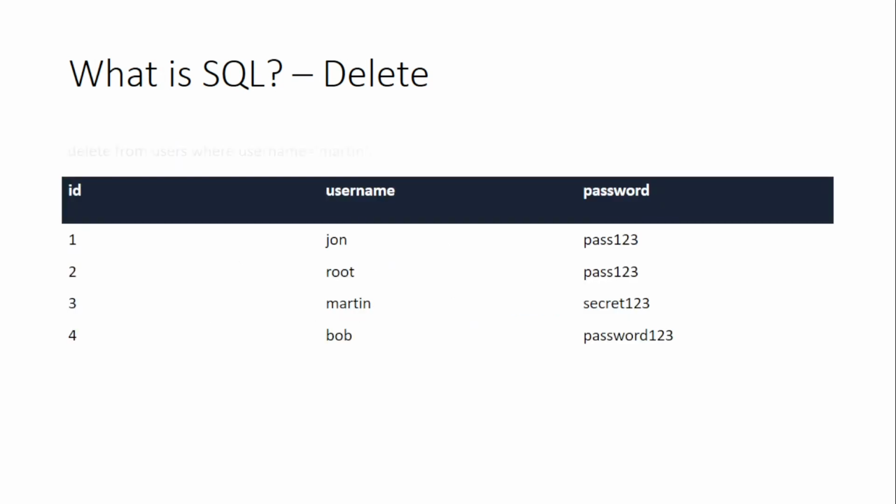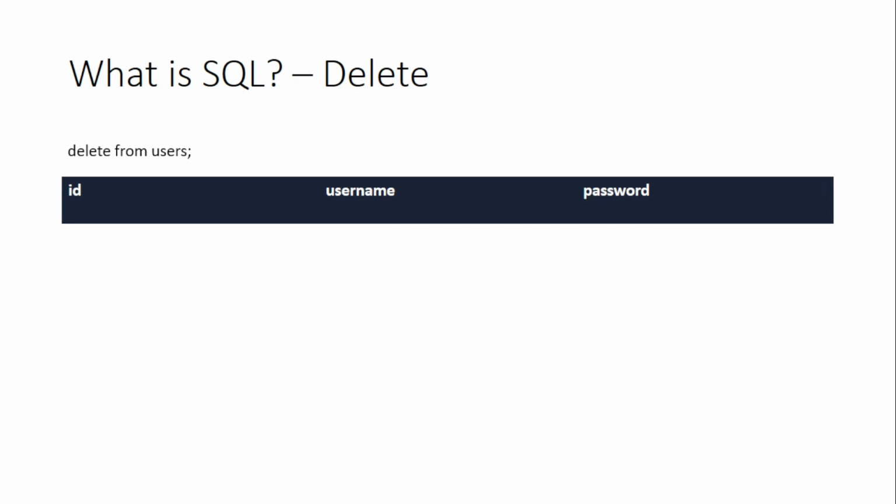So for example here, if we want to, we can put delete from users where username equal Martin. So the row that will be deleted here is the row with ID number 3. And so we end up with this. The row with Martin, this is where it was deleted. And we can also delete all the data in a table using a statement like this one, delete from users, and it will end up with a table with no data.